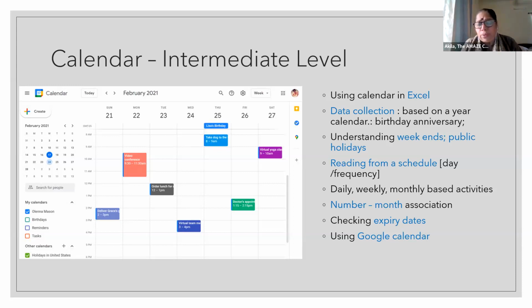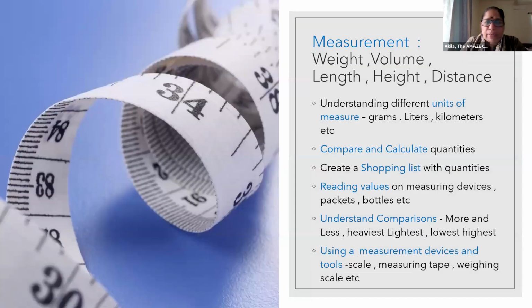And we'll also introduce Google Calendar, so that they can use the calendar anywhere, and know how to read from the calendar, like following the schedule, looking at the calendar and saying, today I have to go here, or this is a daily activity or monthly activity. Also, the number-month association, even checking the expiry date, looking at the product and seeing whether the date has expired. So these are all connected to the calendar.